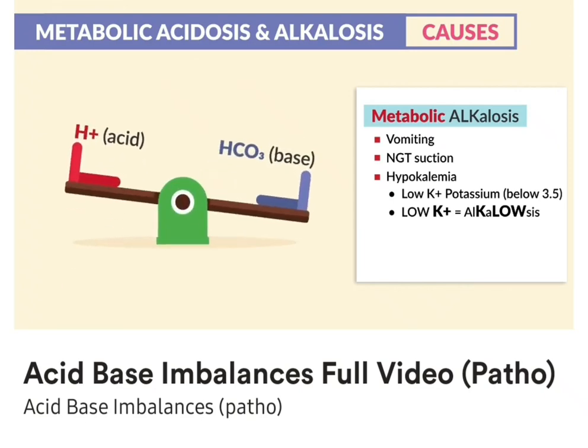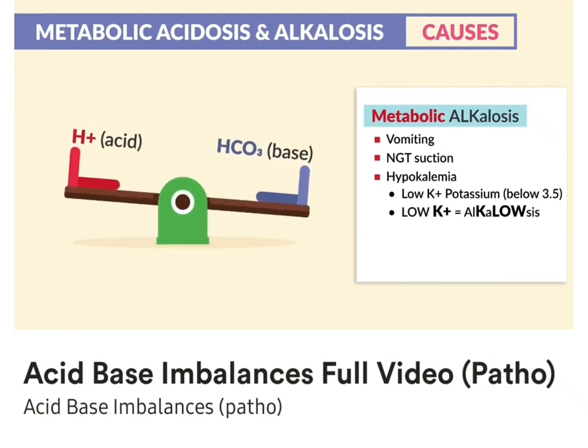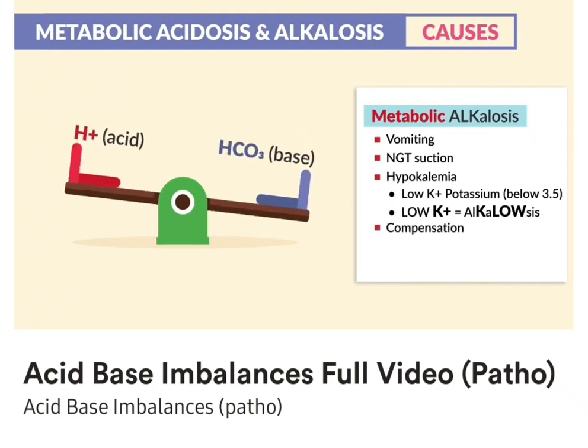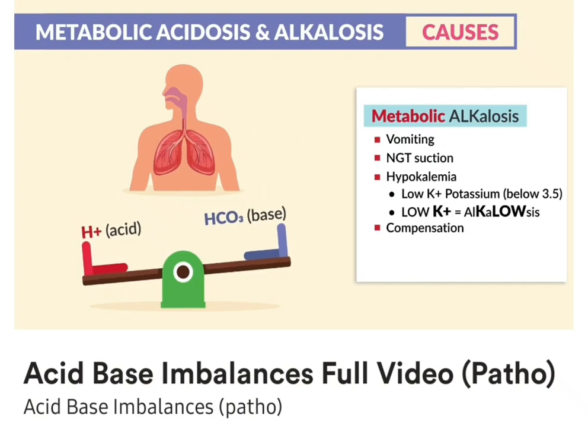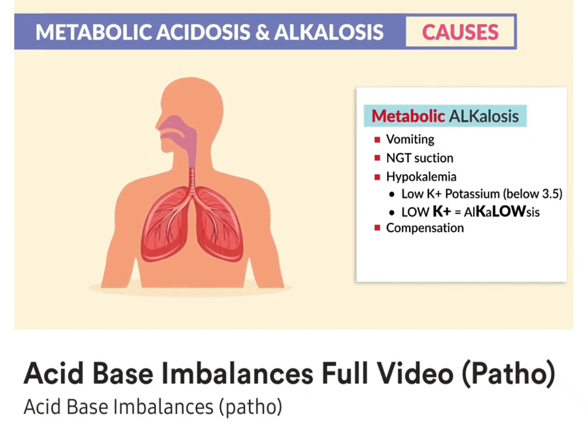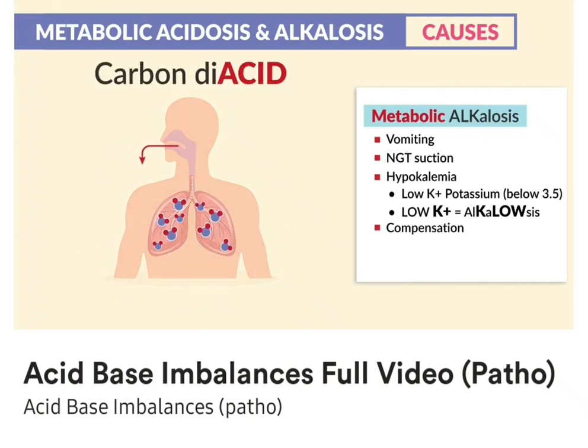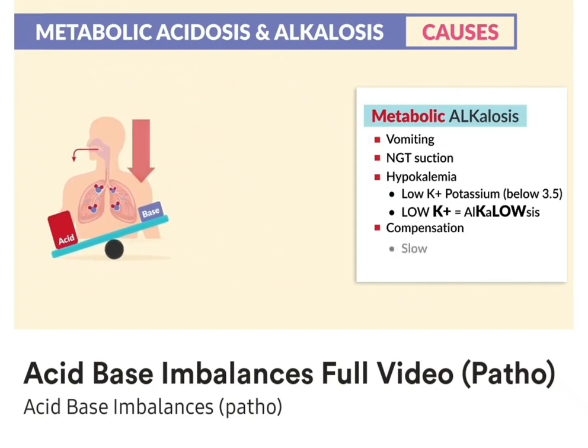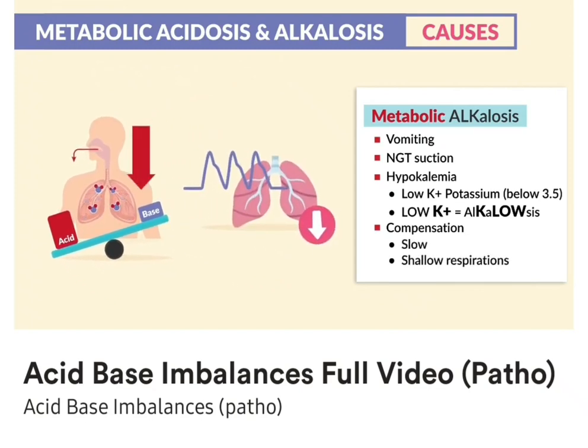Now just think, the body hates to be out of balance, right? So it's going to try and balance itself out. This is compensation. So the body compensates for both alkalosis and acidosis mainly through the lungs. The lungs change the alkalinity of the body by allowing more or less carbon dioxide to escape while breathing. So the memory trick again, just think carbon dioxide is carbon diacid, since CO2 pushes the body into this acidotic state. So the body will compensate with slow and shallow respirations to retain more CO2, that carbon dioxide, and get out of this alkalotic base state.